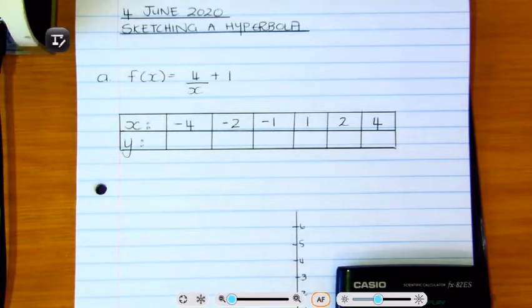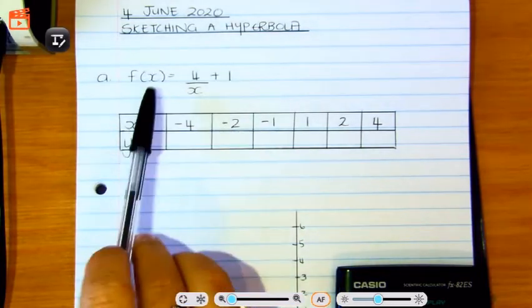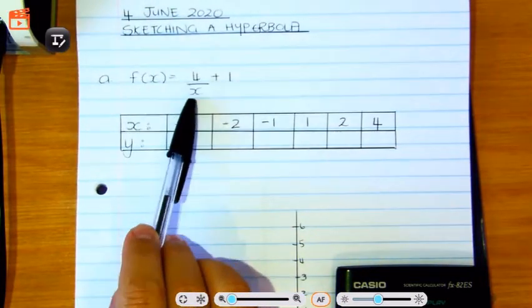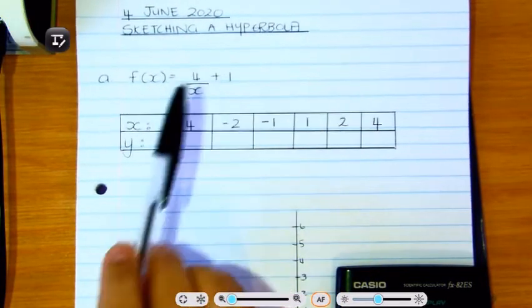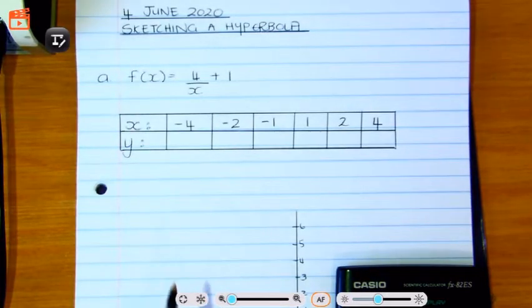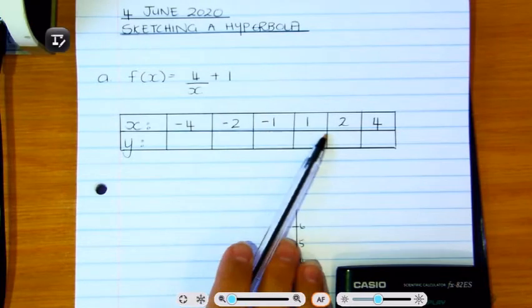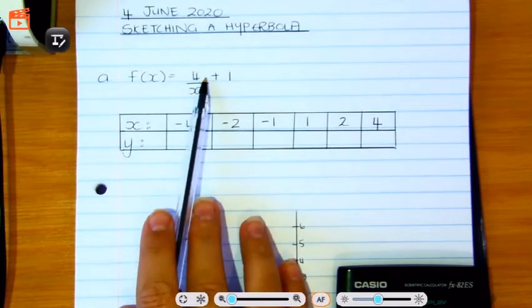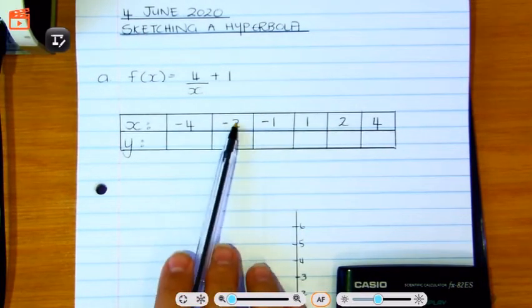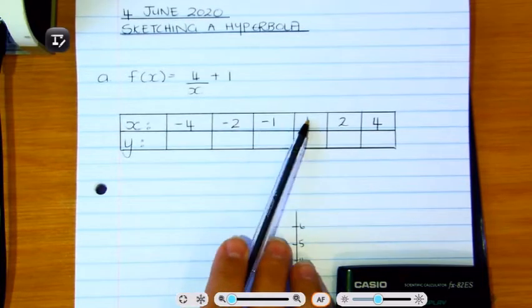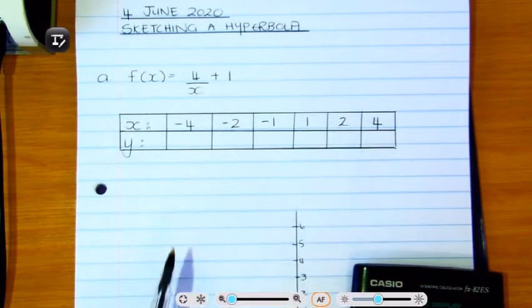Okay, grade 10, so I'm going to do two examples with you. The first one says f of x is equal to 4 over x plus 1. So you can see I've already set up my table there, and I've chosen my x values being my factors of 4. So I've said negative 4, negative 2, negative 1, 1, 2, and 4.